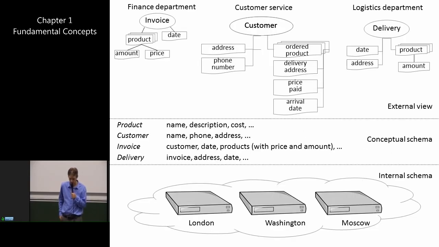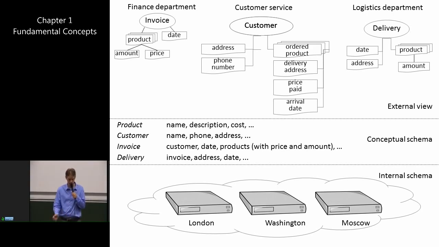Here you can see that again visualized in a particular company setting. So imagine that you have some departments that need certain types of information. They need product information, customer information, invoice information, delivery information. And imagine that for products we're going to store name, description, and cost. For customers, we're going to store name, phone, and address. We store certain types of information for invoices and delivery. So what information we're going to store for each of those items is specified at the conceptual level, together with the relationships between all those concepts. How it is physically stored will be specified in the internal or physical scheme.